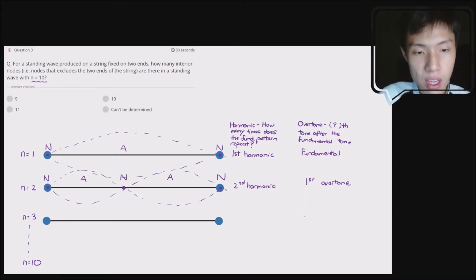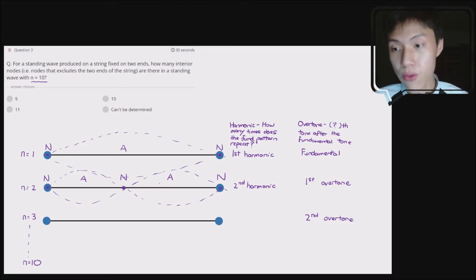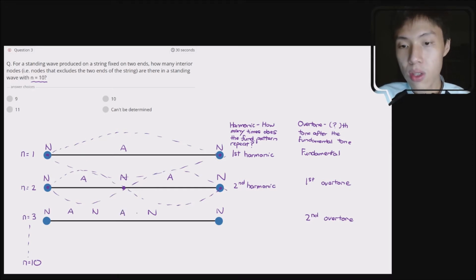Okay, so let's write it down. If it's a second overtone, then let's try to draw the second overtone and see what harmonic it is. Both ends must be nodes. This time there will be two nodes inside it, because to make it one step more complicated, you have to introduce one more node into the string. In between two nodes there must be an antinode. So this will be an antinode, an antinode, and an antinode.